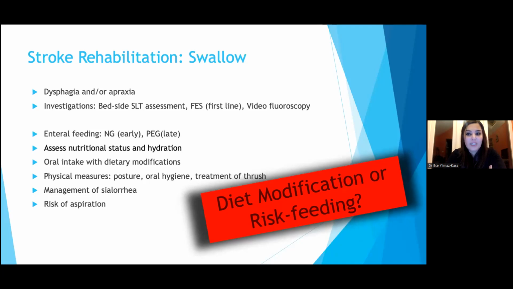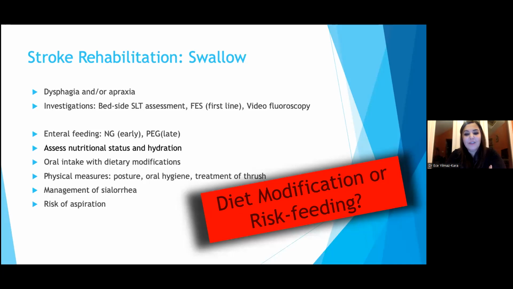Again, another million-dollar question is: do we do diet modification when there is swallowing impairment, or do we do risk feeding? For example, with our assessments, bedside, FEES, videofluoroscopy, we determine that oral intake is not safe at all for our patients, then we are keeping them nil by mouth. We're asking them not to eat and drink.